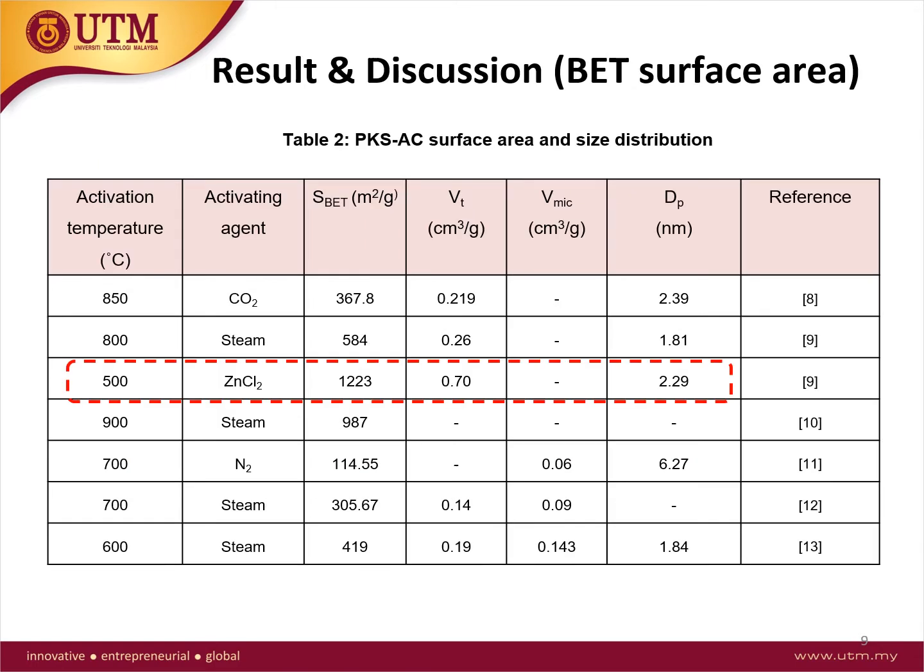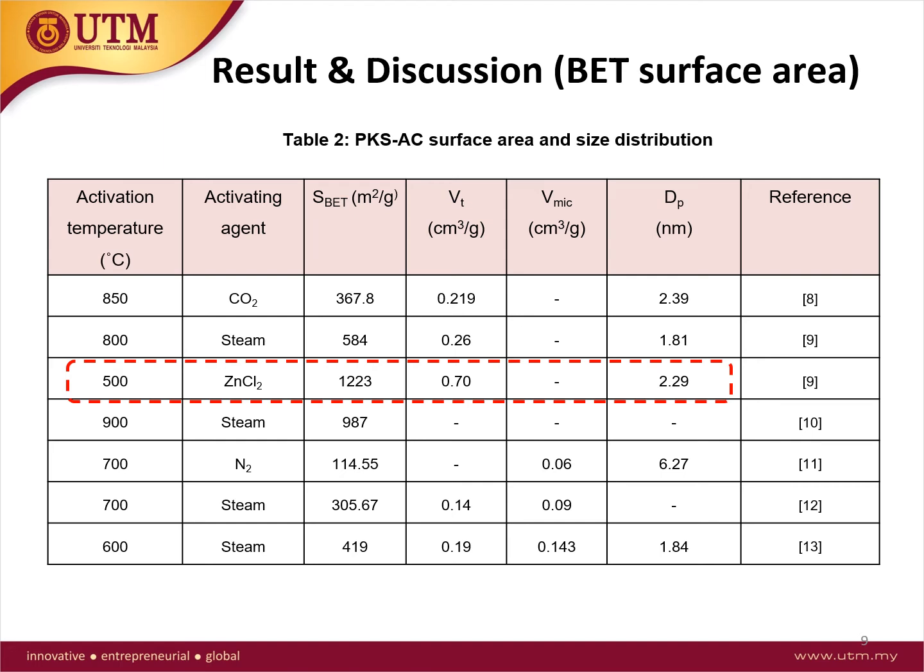Next for pumpkin shell activated carbon. Here we can see that zinc chloride as the activating agent gives the higher surface area compared to the other activating agents. This is because the silica content in the pumpkin shell is lower than rice husk. It can be said that chemical activation gives more surface area compared to physical activation.